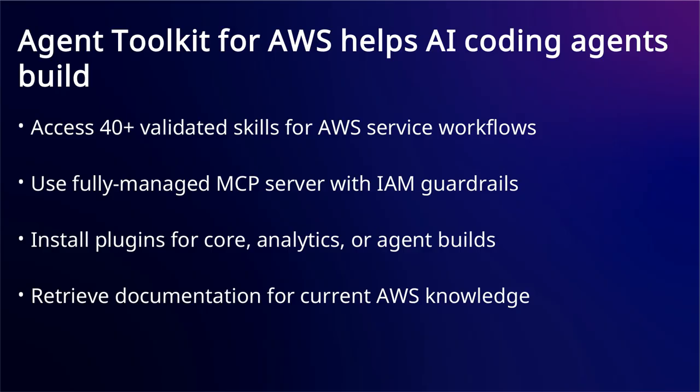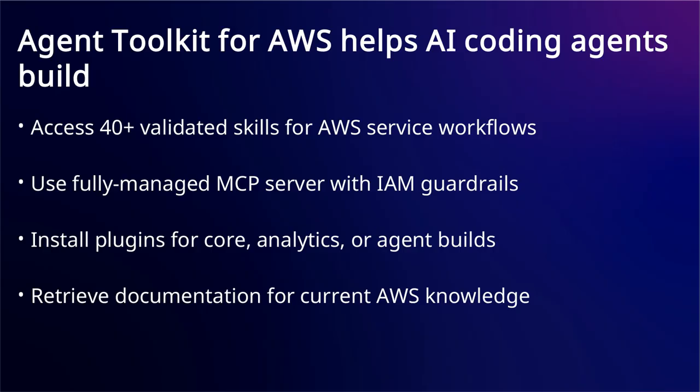First, you can access over 40 agent skills that provide validated procedures for tasks like authoring CloudFormation templates and configuring data pipelines, ensuring agents follow best practices instead of improvising. Second, you can use the fully managed AWS MCP server with IAM-based guardrails to control which actions agents can perform, plus CloudWatch and CloudTrail observability for monitoring.